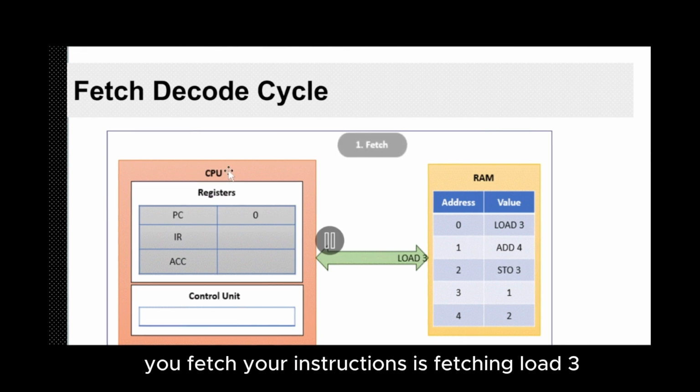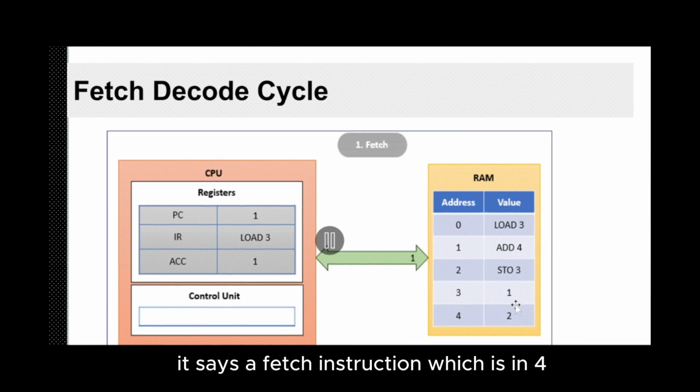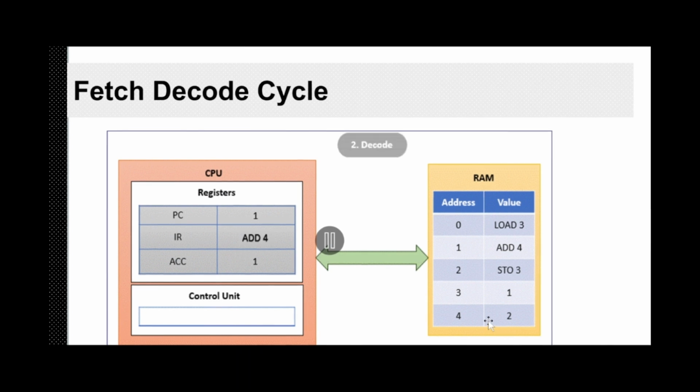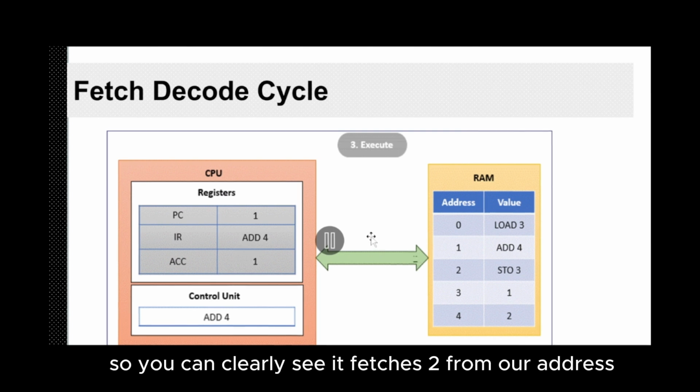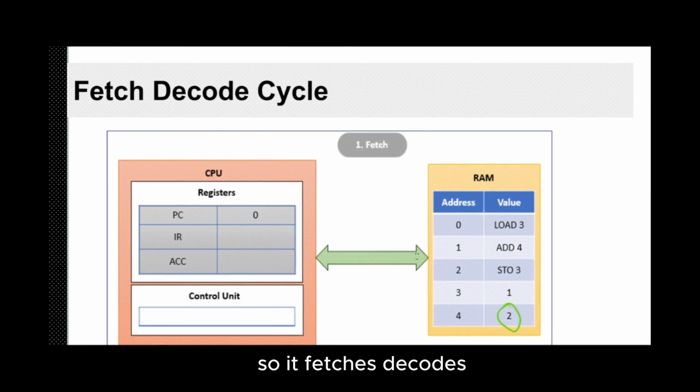So what is happening? You fetch your instructions, it is fetching load 3. What is in 3? 1 is in 3. So it's loading 1. So that's loaded. Then it fetches the instruction which is in 4. So it fetches that, which is 2. You can clearly see it fetches 2 from our address, and then it's asked to add this, execute it. So it fetches, decodes, and then executes your information.